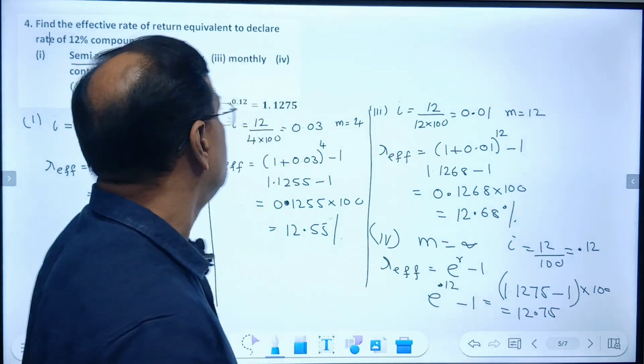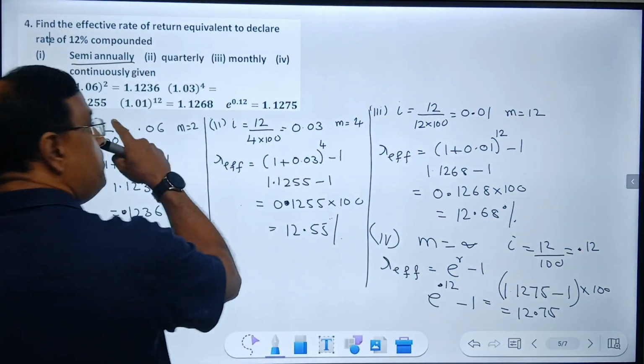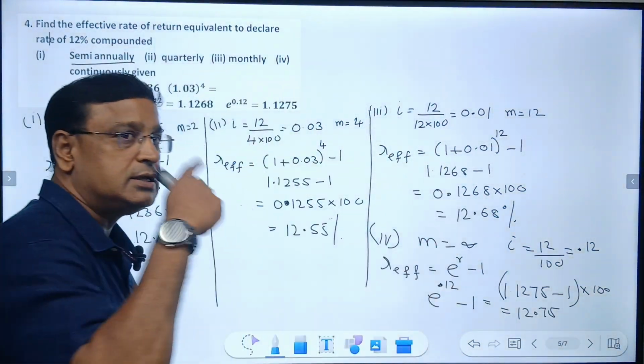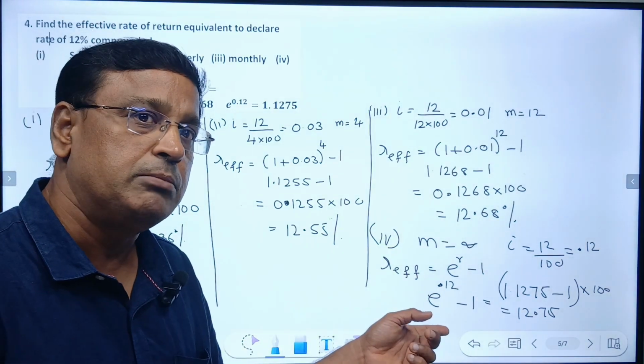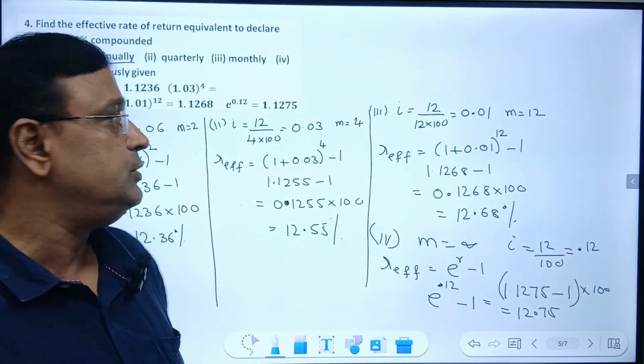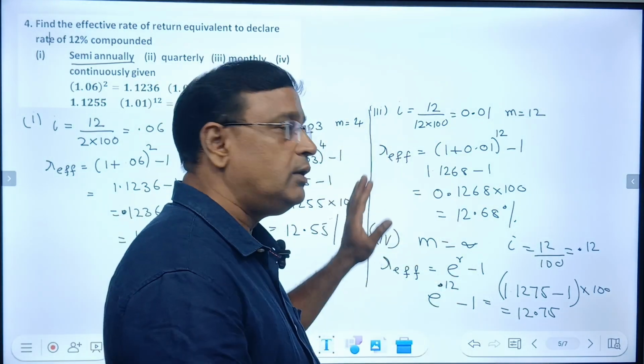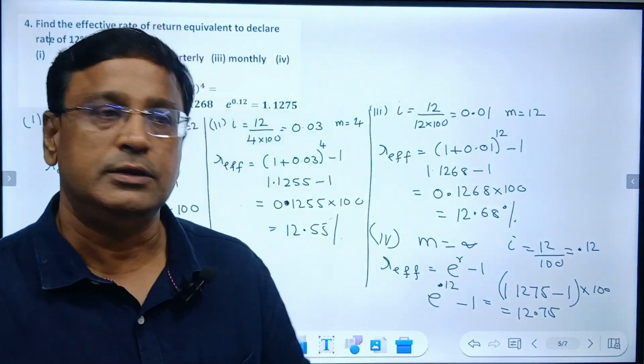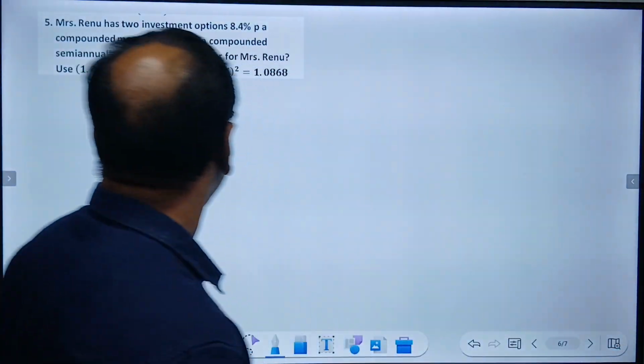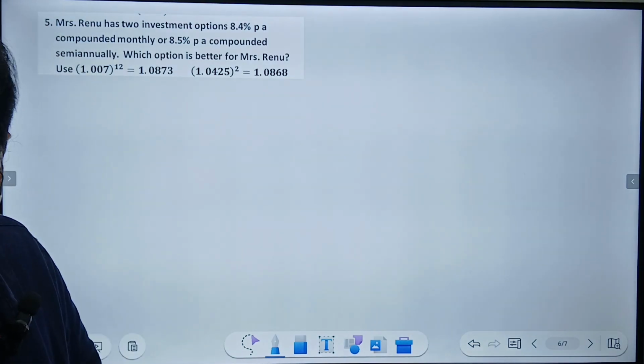Am I clear? So that is something to compare. If you compare all these values and understand the concept, your concept will become clear and also the problem becomes clear to you. And once you do this type of question, one problem, you don't have to study any other question. Everything is covered in this. Okay, let's go to the fifth question. Mrs.